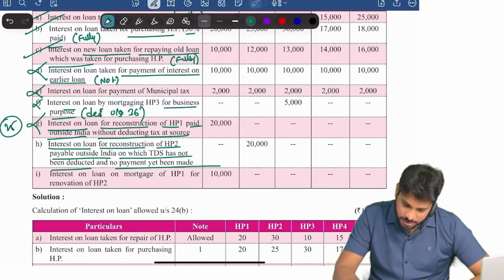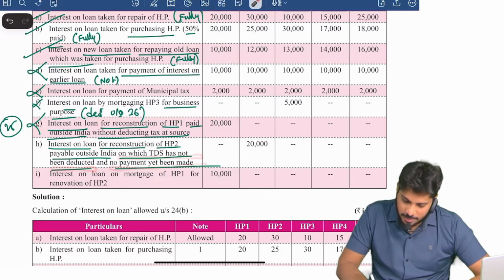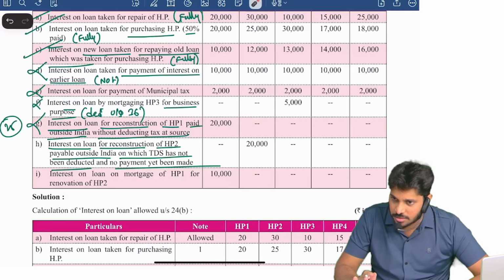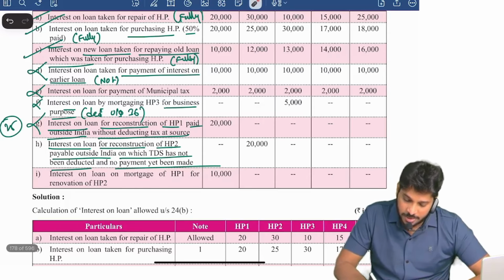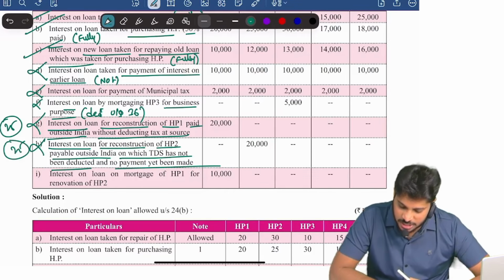Here you see, without deducting tax, payable outside India, on which TDS has not been deducted and no payment is made. Here it is already paid amount. Here it is only payable. Payable or paid doesn't matter. Interest deduction is on accrual. But anyhow, since TDS has not been deducted, I will not give deduction as per section 25.